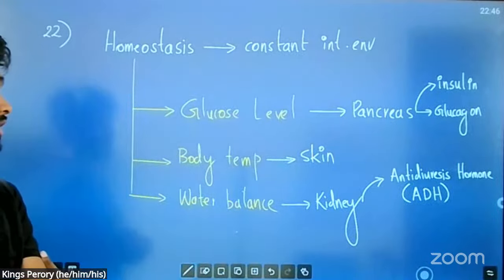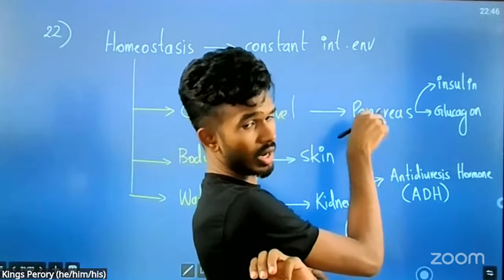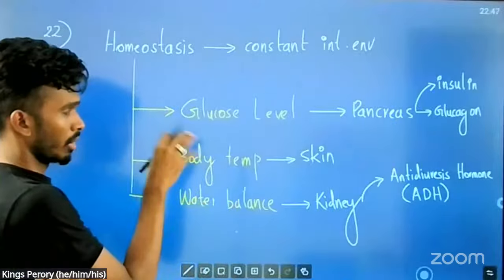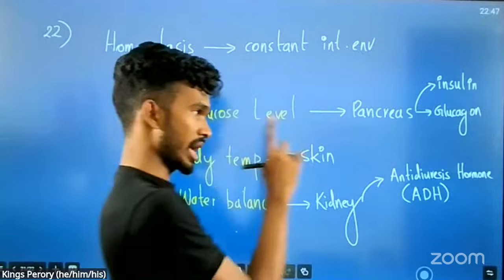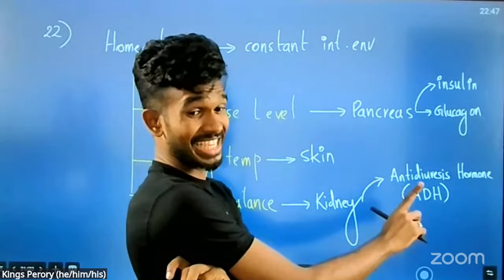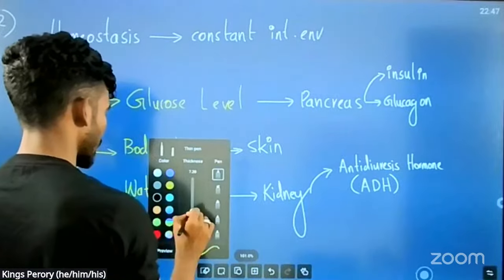On a simple short note: glucose level is maintained with the involvement of insulin and glucagon secreted by the pancreas. Body temperature is maintained by skin. Water balance is maintained by antidiuretic hormone. It's not secreted by kidney. Don't think ADH is secreted by kidney. Okay, I will write and keep.